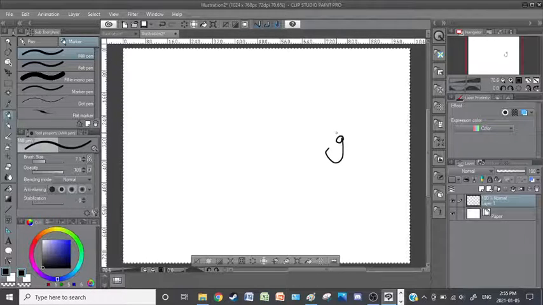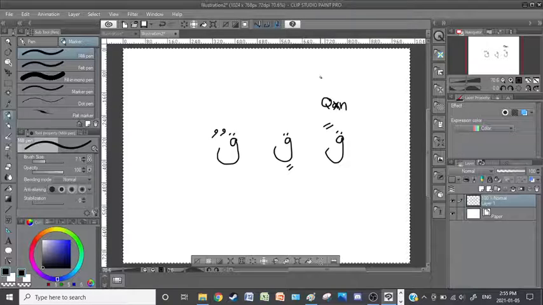Then qaf. I don't really like writing qaf as a Q because Q in English sounds somewhat like a K. Qan, but without the A, so it will be qan. Qin, not kin, qin. Qun. Qan, qin, qun.